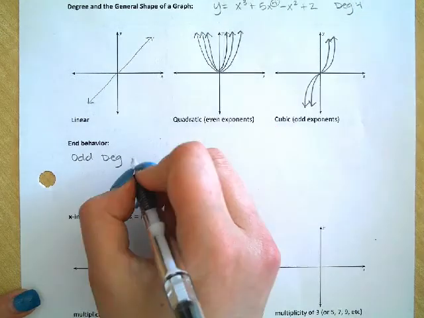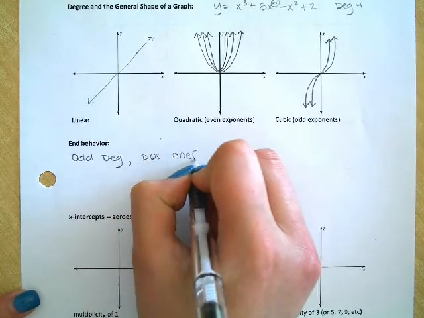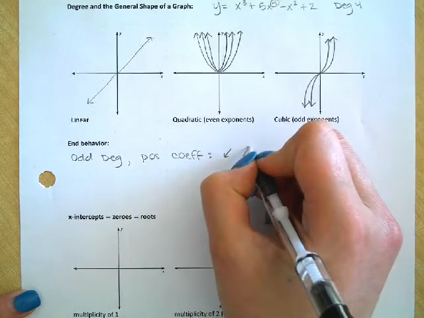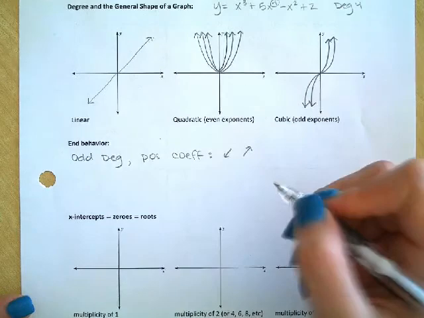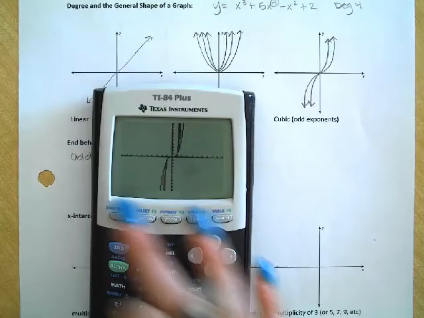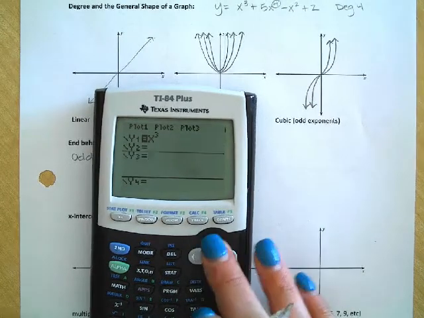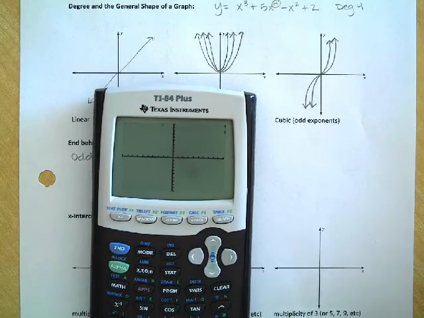So if we have an odd degree and a positive coefficient, then the arrow goes down to the left and up to the right. Right? So that's like a positive x to the third, a positive x to the seventh. Now, if I take this and I put a negative in the front so I reflect it over the x-axis, then you can see that the arrows are going to go the opposite direction.